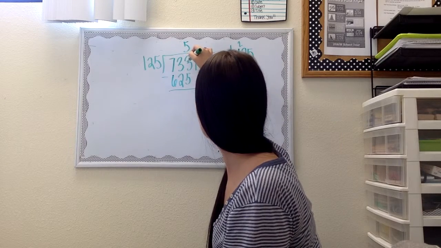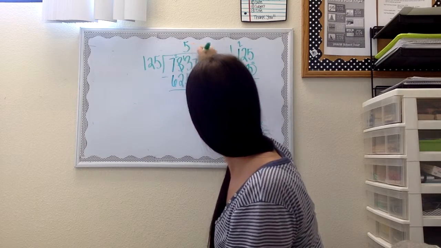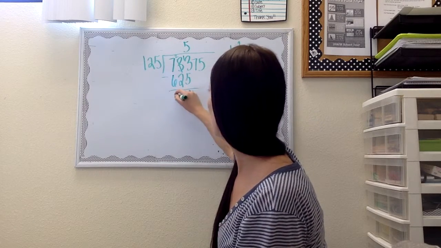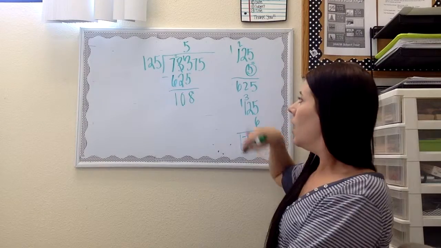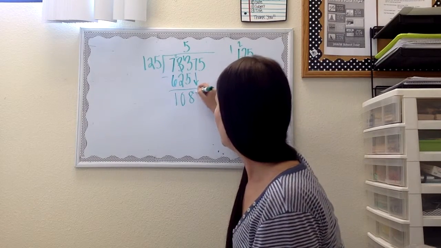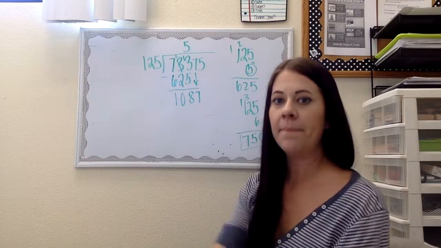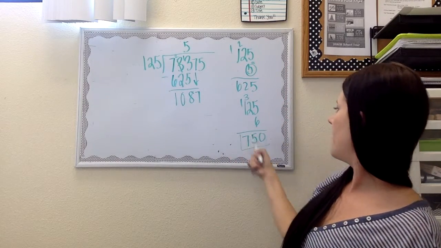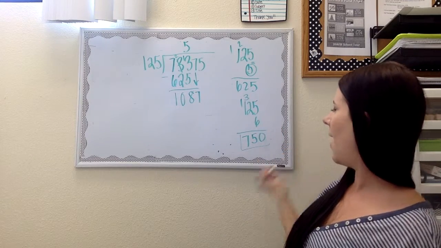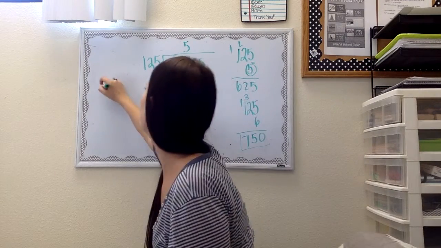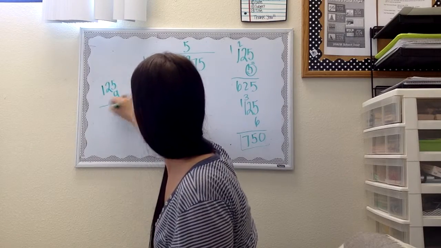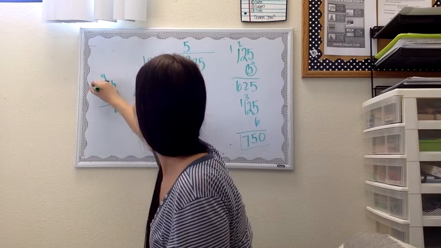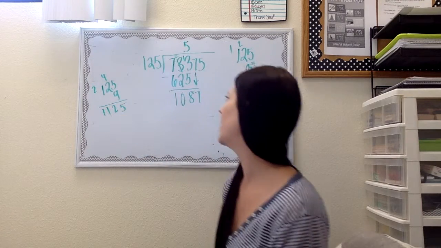I need to borrow. 5, 6, 7, 8, 9, 10, 11, 12, 13, 0, 1. And then I bring down a 7. Okay? So I'm looking for 1,087. I had 750 with a 6, so I'm going to try, I don't know, I can try 9. So 125 times 9. 5, 4, 18, 19, 20, 22. 9, 10, 11. Oh, too big.